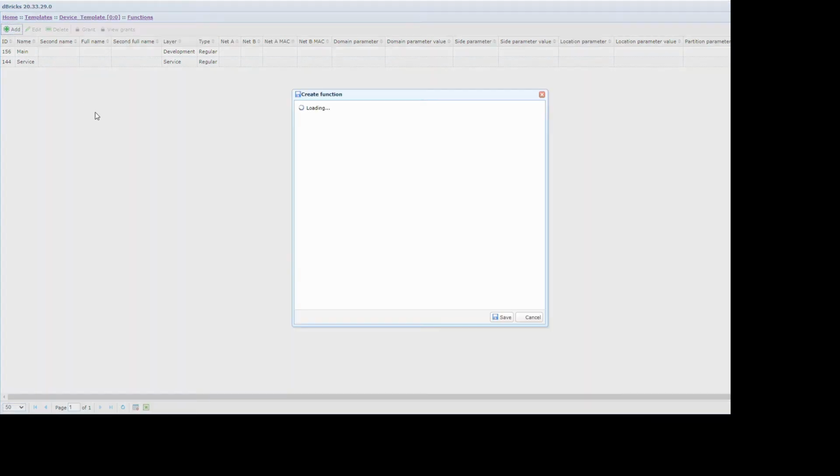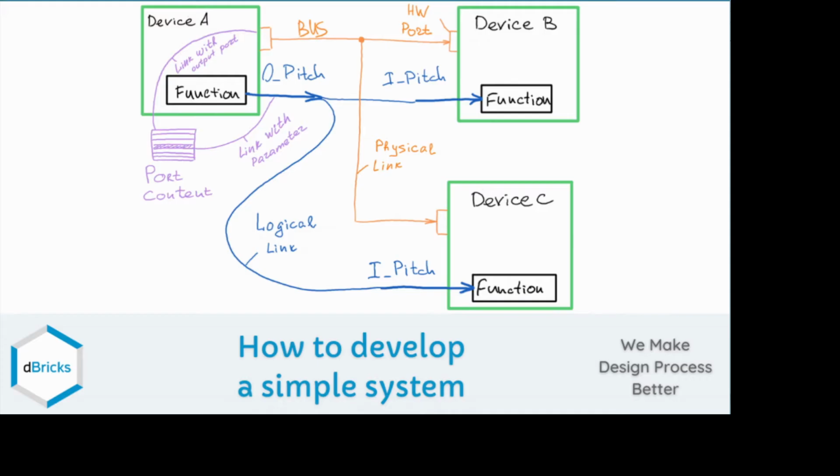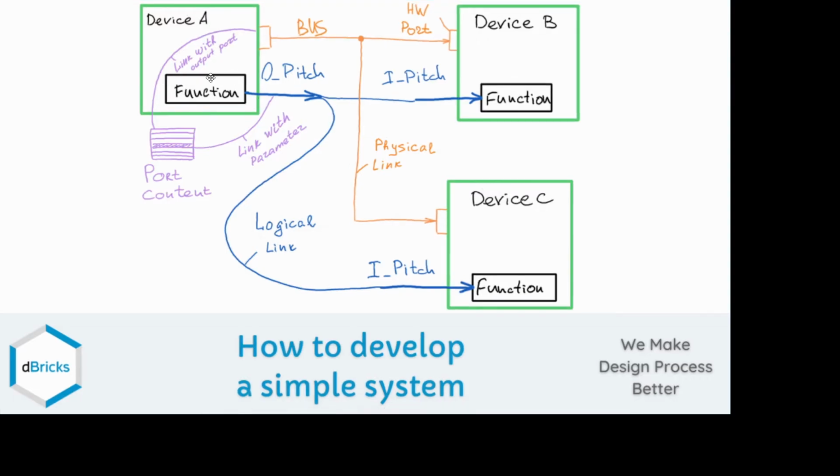I will now create a new function called function. You can see it here in our picture, and as we are in our template, it will be a template for this function, for that function, and for that function. Accordingly, I will define the O pitch parameter as well as the I pitch parameter.